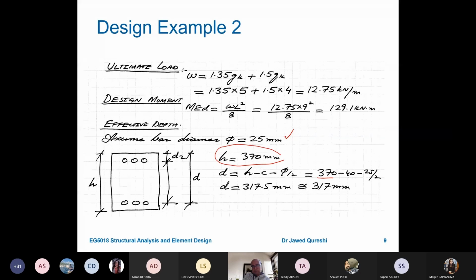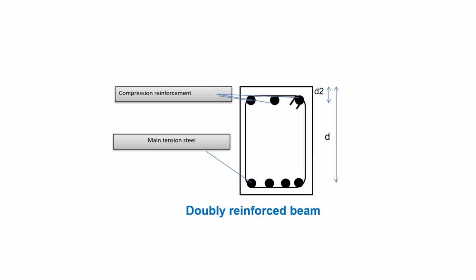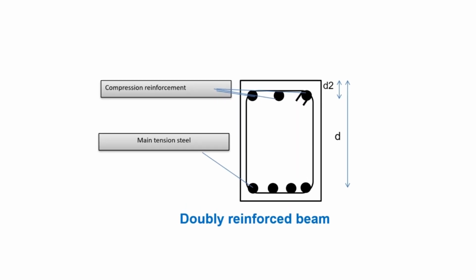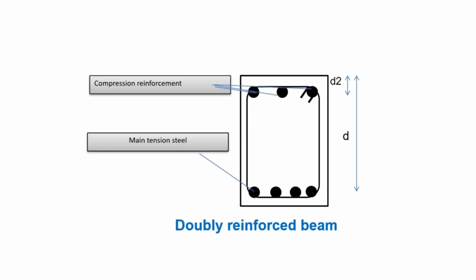Overall height, if you subtract the concrete cover and if you subtract the bar diameter divided by 2, then you will reach the top. This is giving me effective depth d as 317 millimeter. Now I have found d. Now I have to find d2. I think I will find d2 a little later.